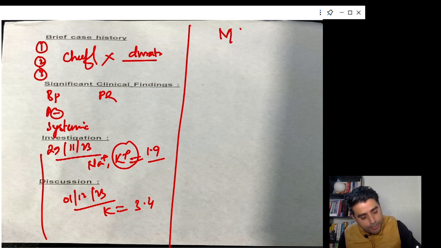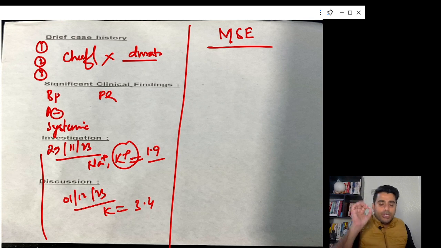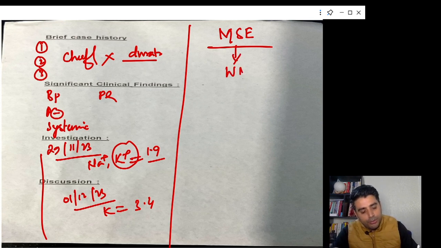This space is for the mental status examination. If you are giving the patient discharge on advice, usually the mental status examination will be within normal limits.